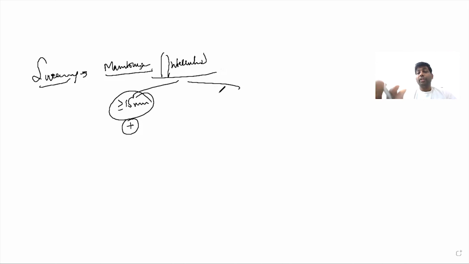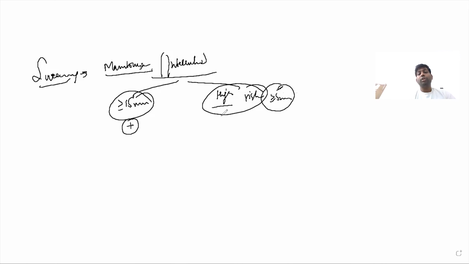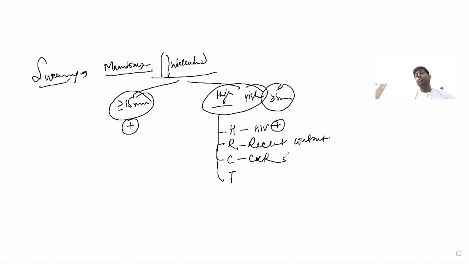But in certain groups of patients, especially high risk patients, even 5 millimeters or more can be considered positive. Who are these high risk patients? We remember them by the mnemonic HRCT. H for HIV positive patients, R for recent contact with pulmonary tuberculosis, C for chest X-ray showing features of pulmonary tuberculosis, and T for transplant recipients.